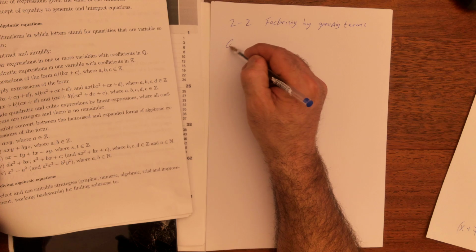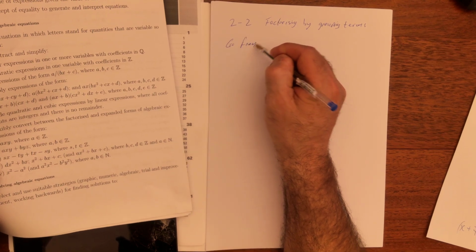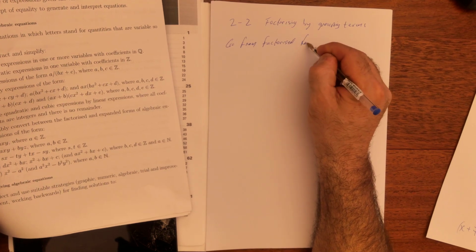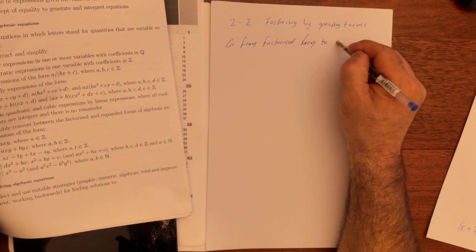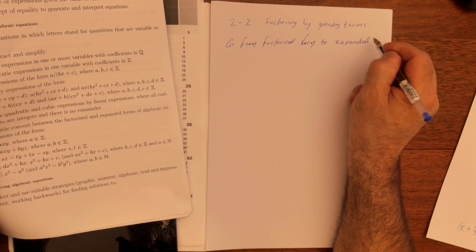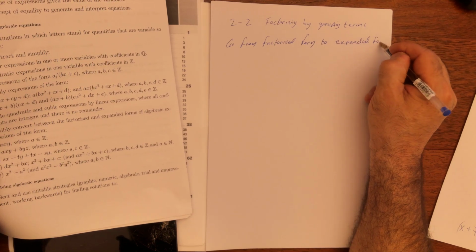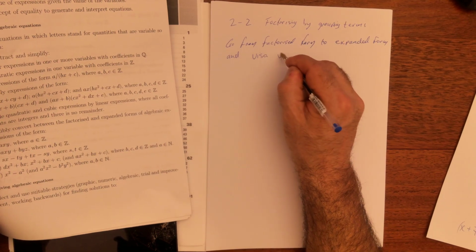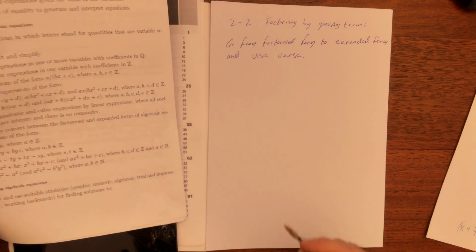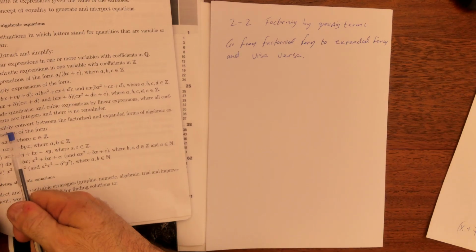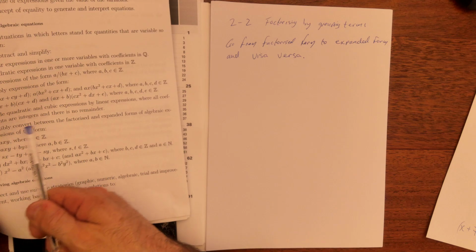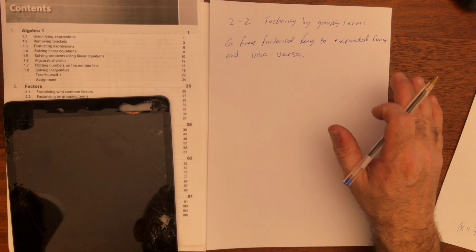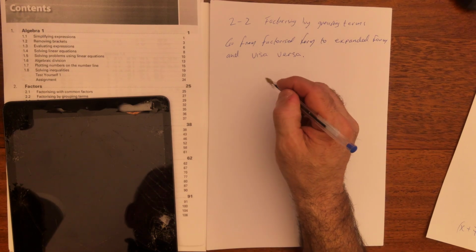Okay, so we're going to go from factorized form to expanded form, and vice versa, the other way around. Okay, and the other way around is because it says here you have to flexibly convert between the two, and indeed we won't even understand it unless we start off by expanding. So let's expand.